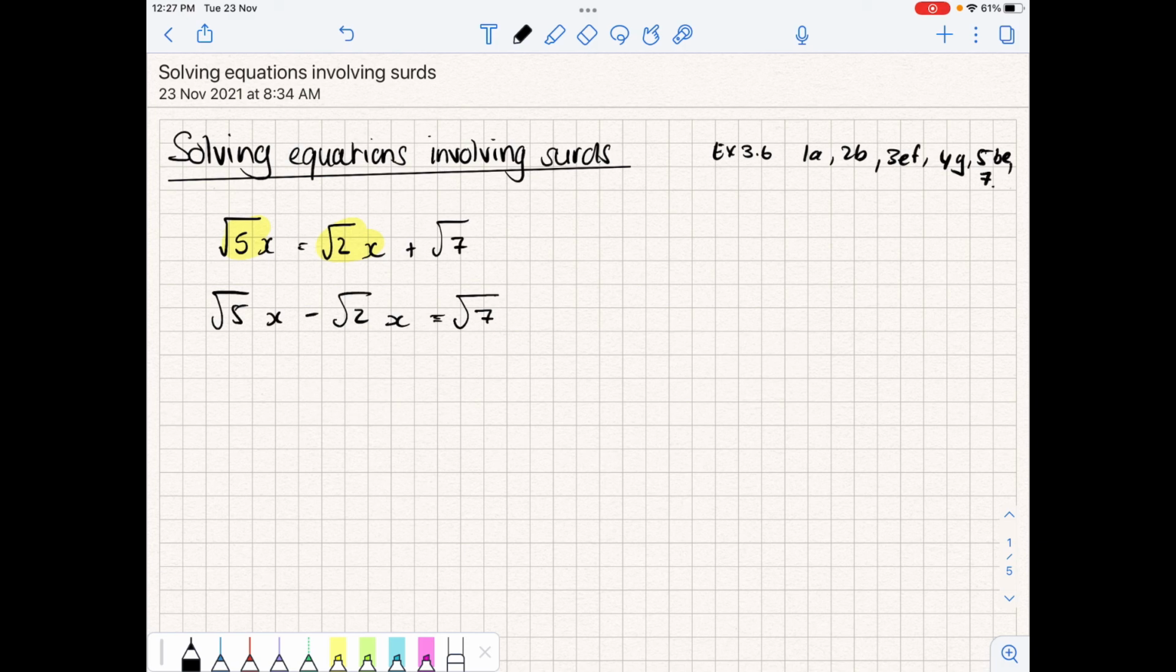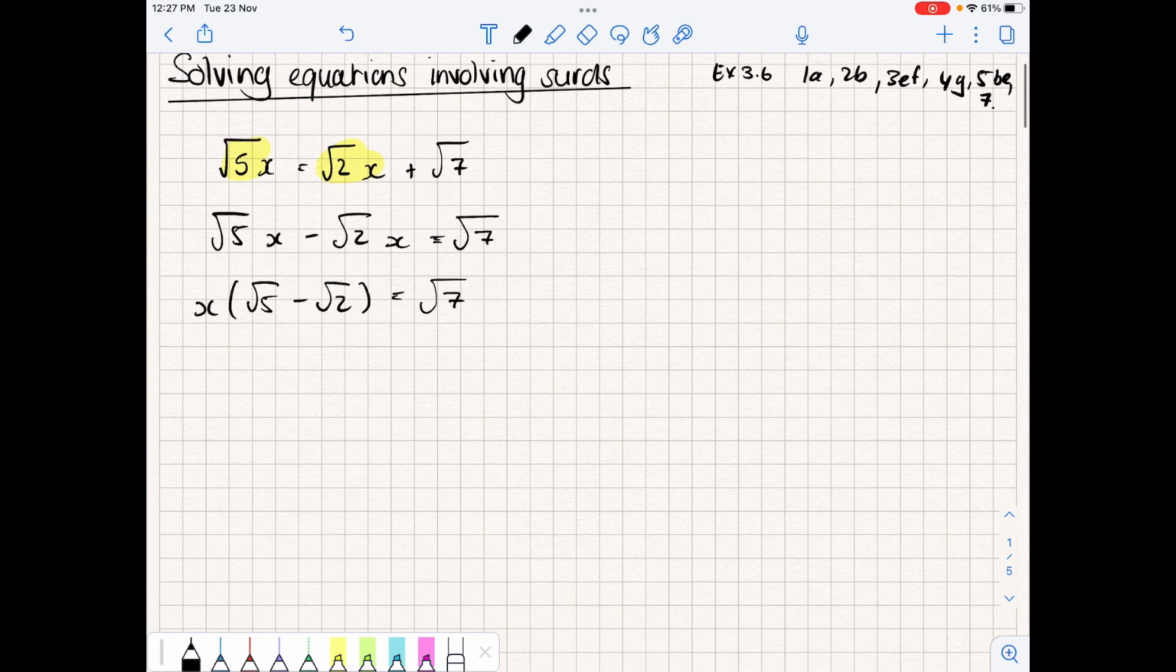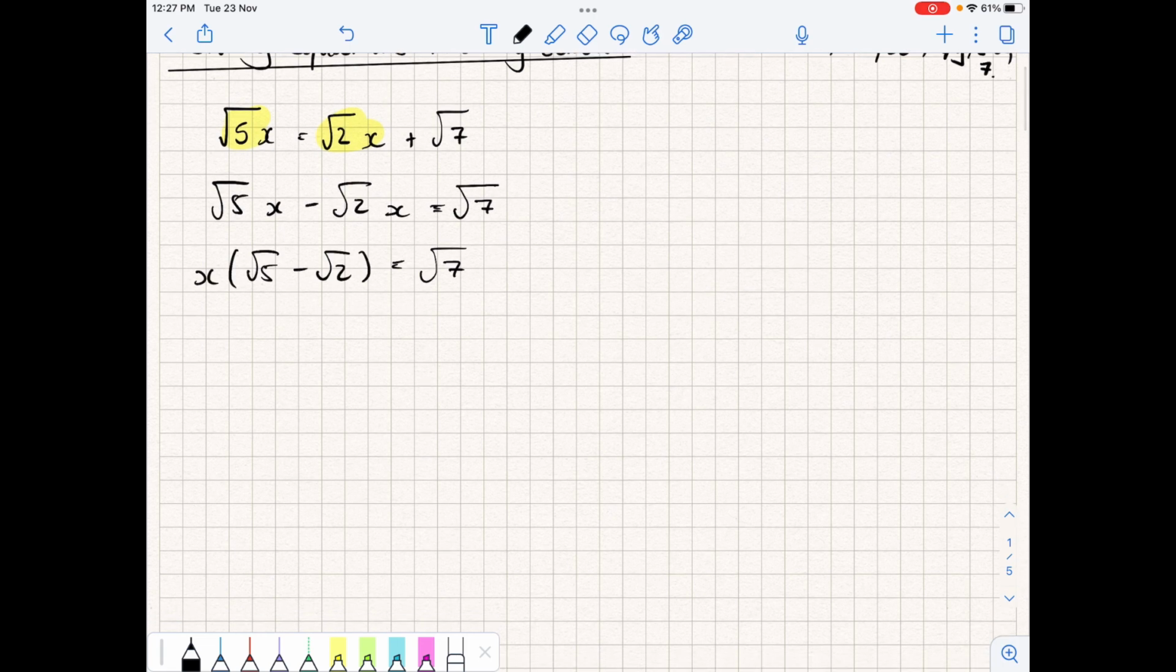Right? From here, we can pull x out as a factor. And what we're left with is square root 5, take away square root 2. Okay, we'll see those are two different surds. We can't combine them. This is equal to square root 7. Now, to isolate x by itself, we would need to divide both sides by square root 5, take away square root 2. So we'll get x is equal to square root of 7 divided by square root 5, take away square root 2.